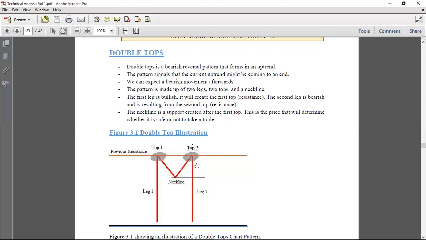The second leg is bearish, which is this one, bearish leg. It is resulting from the second top. So this move is originating from that second top. Okay. The neckline is a support created after the first top. So this is our neckline. It is a support or a valley that is created after our first top. In fact, this is a price that will determine whether it is safe for us to trade this pattern or not.